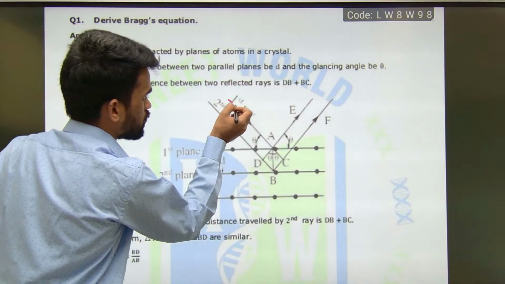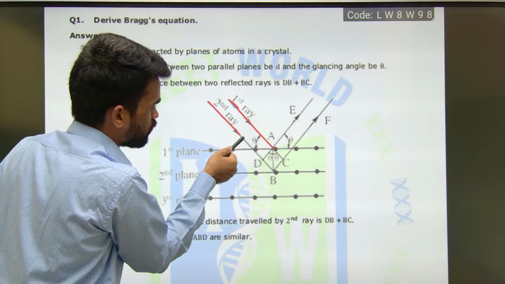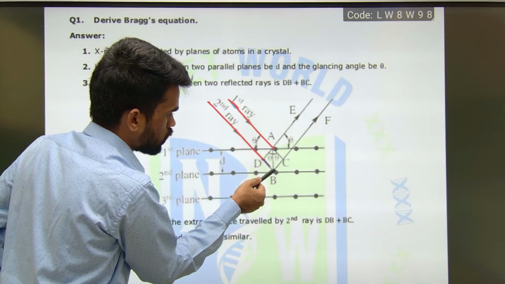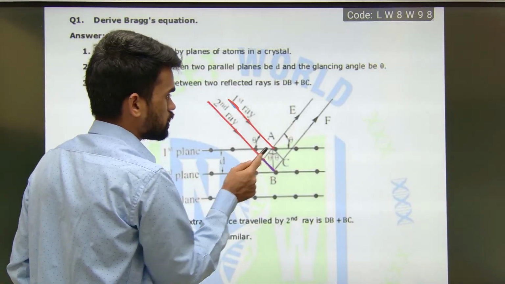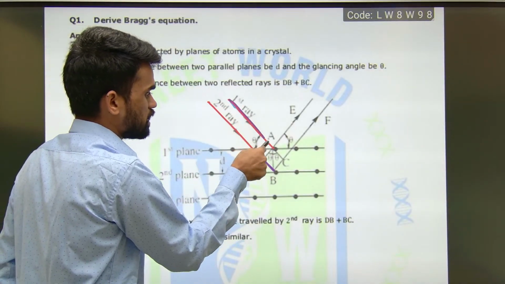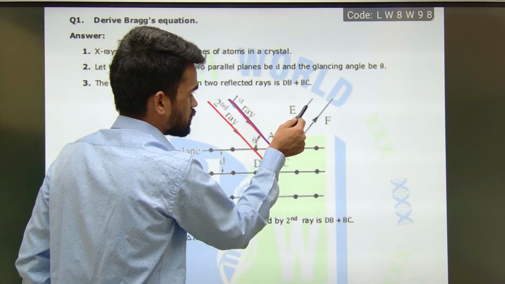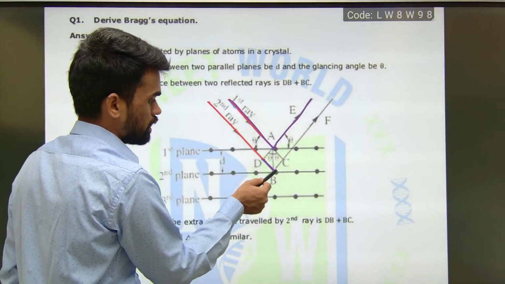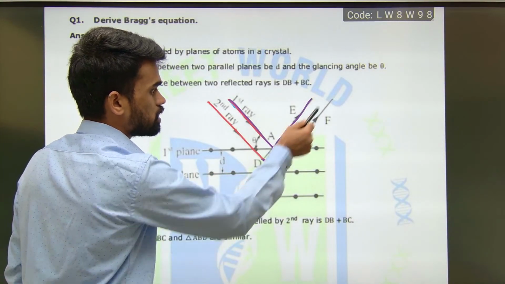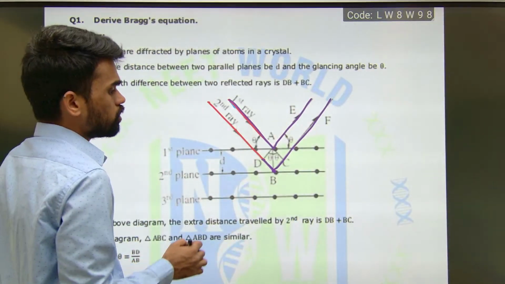Now if you observe, the first ray has traveled from here to here only. But the second ray has traveled from here to here and an extra distance of this much. This side also, it is coming, incident here, and getting reflected to the other side like this. In the similar way, the second ray also, after incidence here, bounces back.